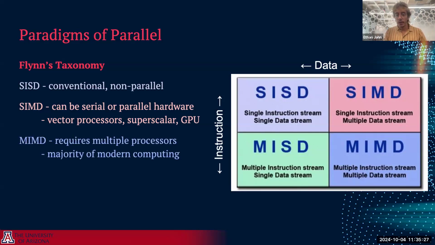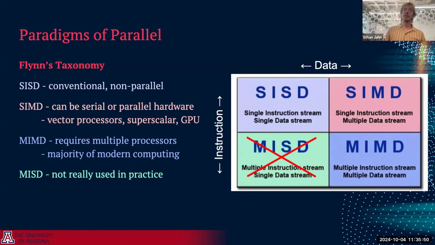MIMD, so the bottom right there, that's multiple instruction, multiple data. Of course, this requires multiple processors, and the majority of modern computing, especially in the HPC regime, falls into this category of multiple instruction and multiple data. And then the last one, MISD, not really regarded as a useful scheme. I'm sure there are certain cases where this is used, but they're very rare. They're sort of edge cases. In practice, this is not typically used, so we don't really need to worry about that one too much.